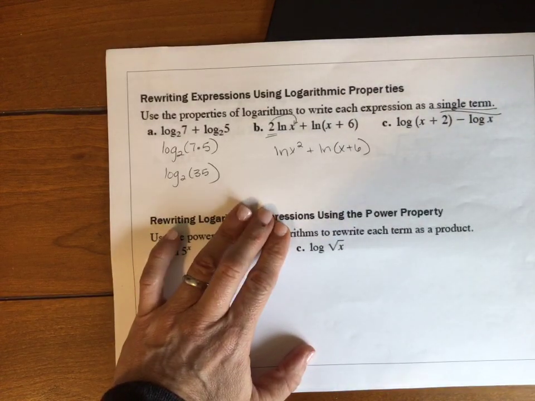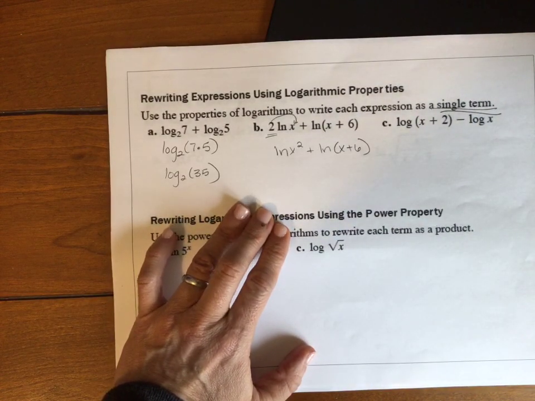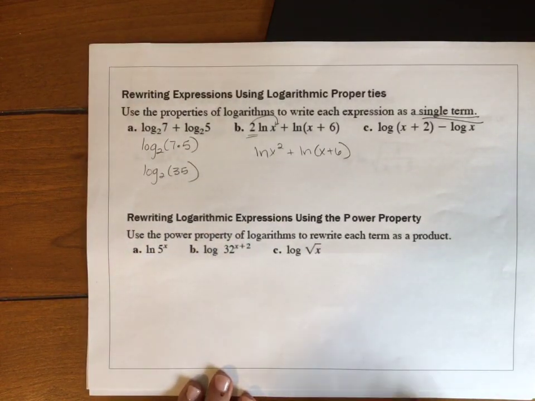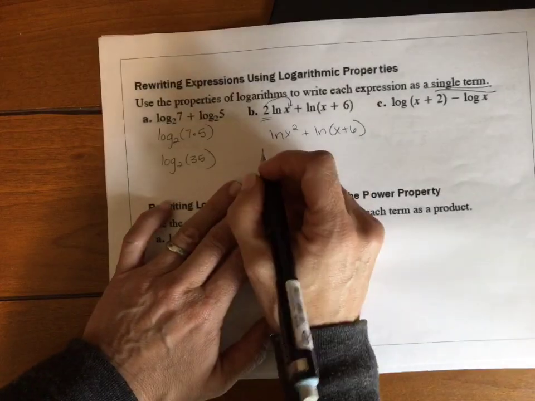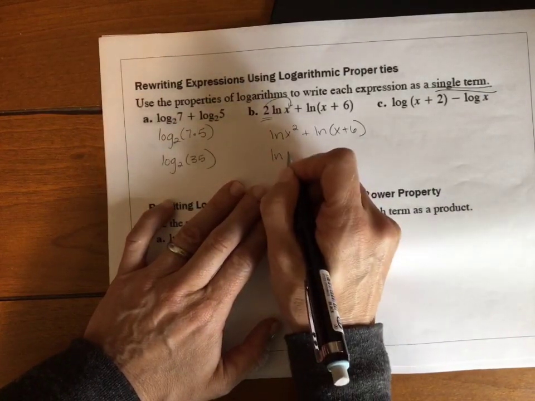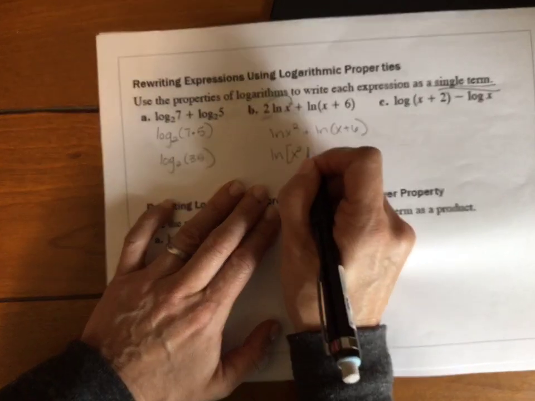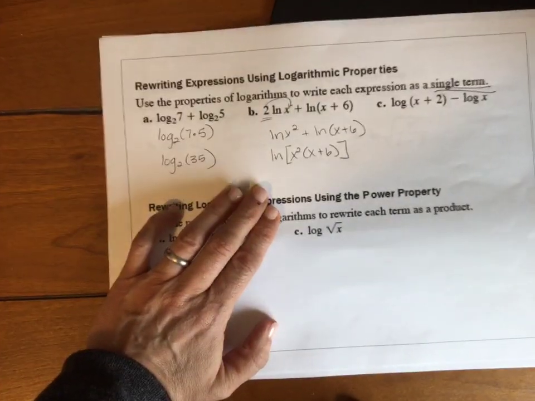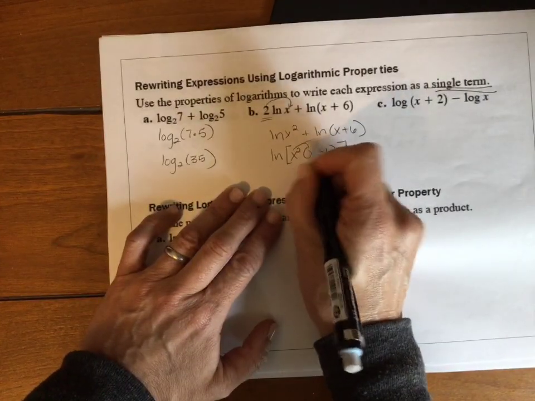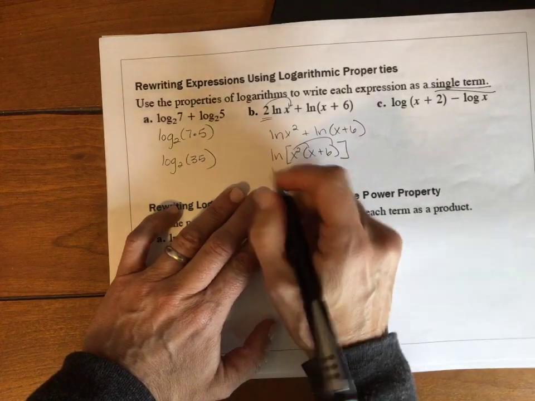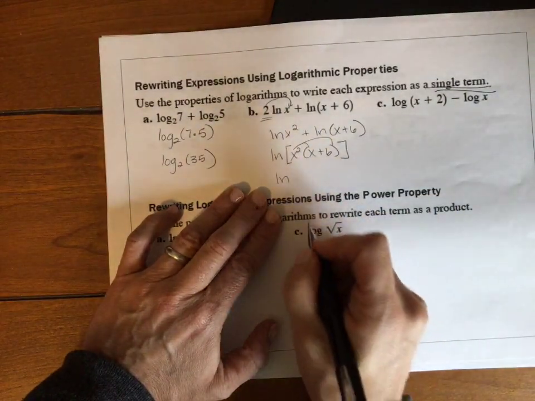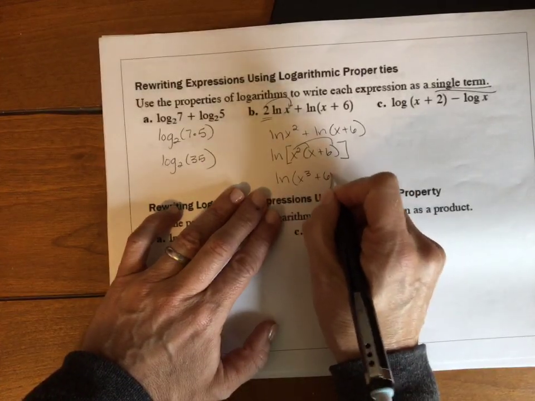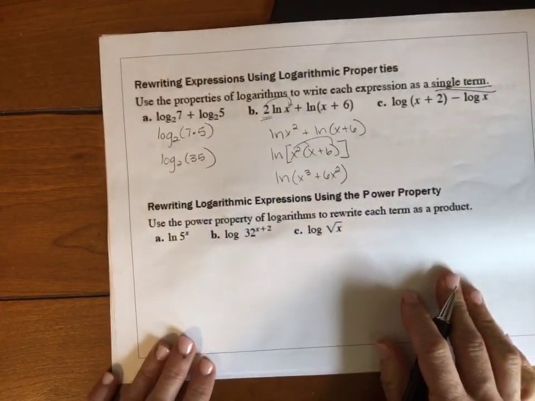All right, so it's addition. So what do you think that is? Take a moment and think about what property that is. Addition represents multiplication, so I can really say this is the natural log of x squared times x plus 6. And then I would want to distribute. I would want to simplify this as much as I could. So I'm going to get the natural log of x cubed plus 6x squared, and that's fully simplified.